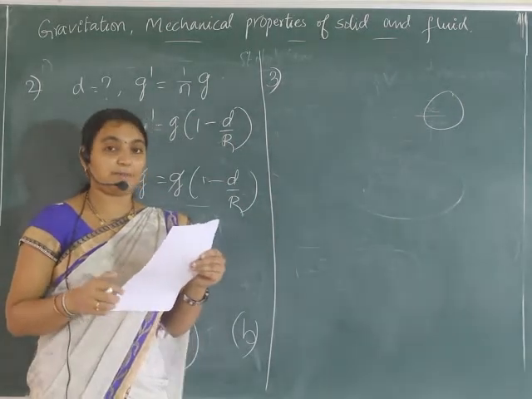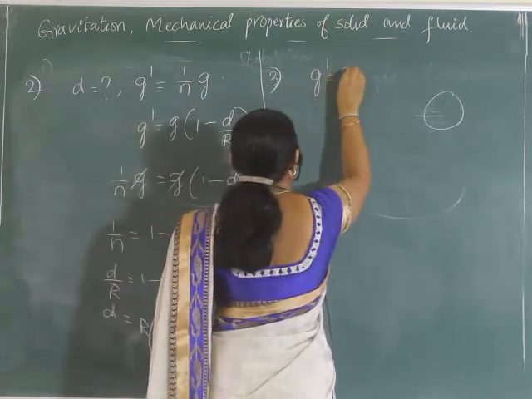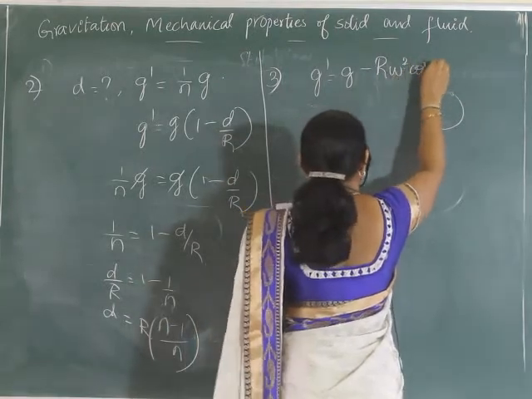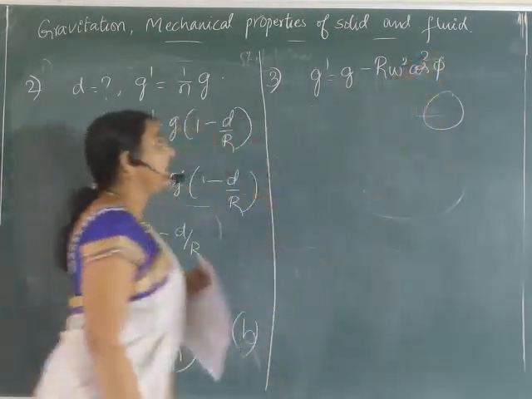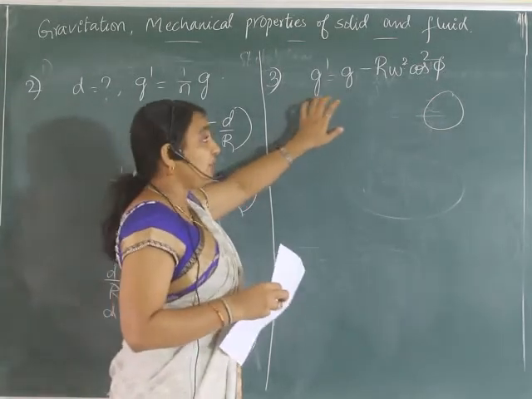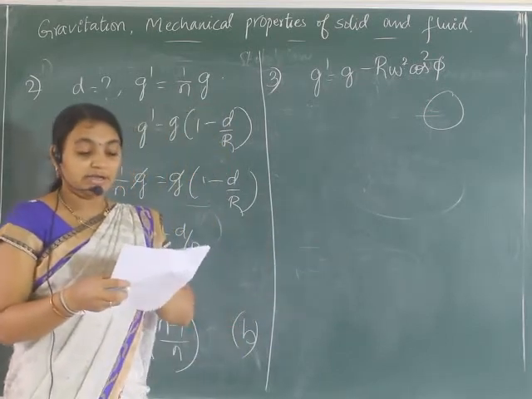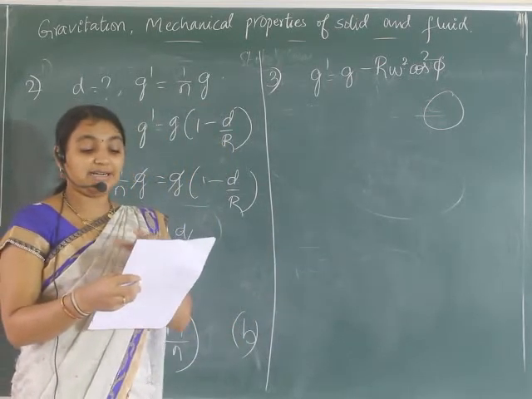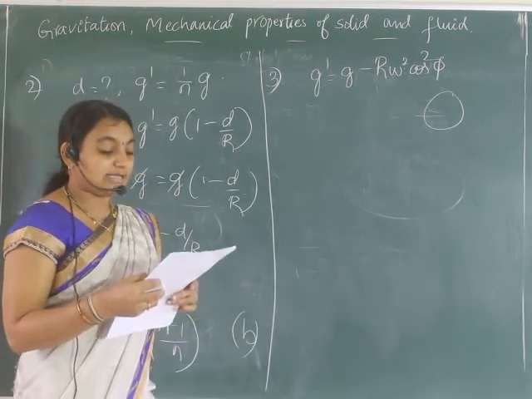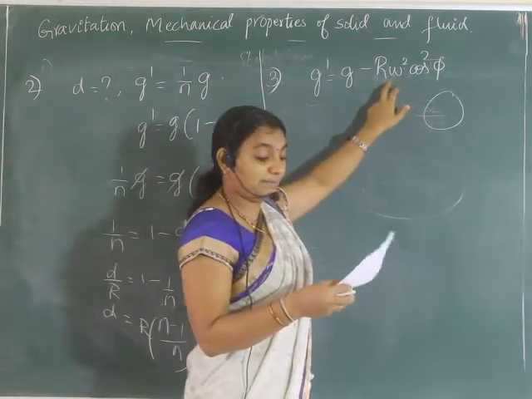For this type of problem, the formula you have to go through is G dash is equal to G minus R omega square cos square phi. What is that G dash? G dash is the new acceleration when the Earth is rotating. See, Earth is rotating with some axis and speeds up. Speed will increase. Then the man will be at such an altitude. What is the time period?